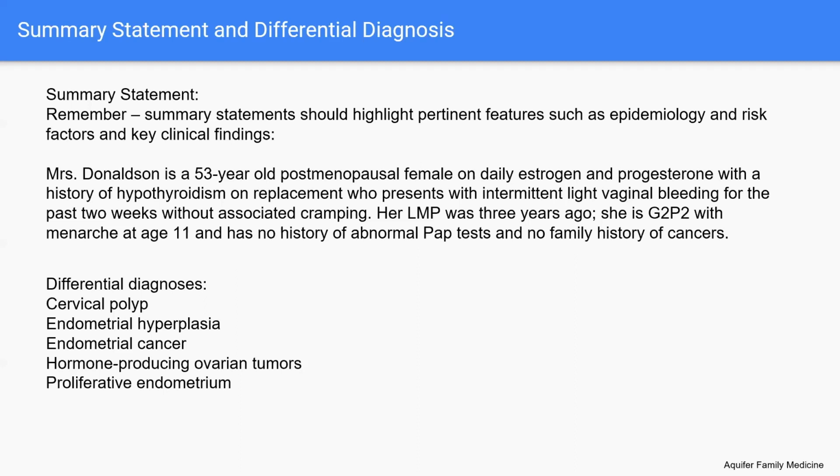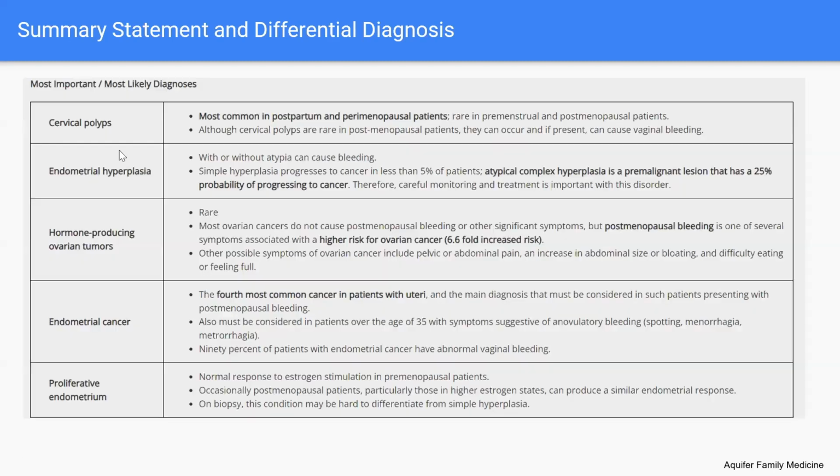Additionally, we could put cervical cancer on the differential too, but her last pap smear was normal. And then cervical polyps. Even endometrial polyps, sometimes we can have these normal benign growths in the cervix and in the uterus, which can cause bleeding as well. And then hormone producing ovarian tumors. This is more rare, but if you have a tumor of the ovary that secretes hormones, those hormones can cause the growth of the endometrium. You can actually get a coexisting endometrial cancer with that as well. So all of those are things to think about.